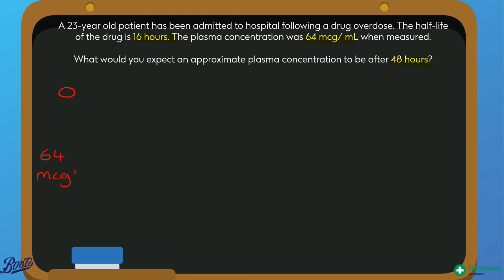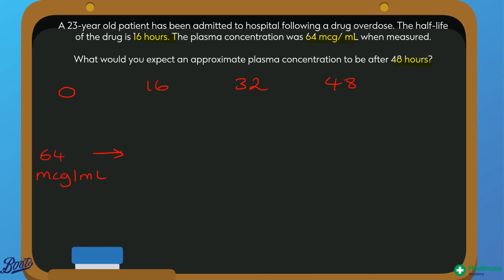The next plasma concentration that we're going to measure is going to be after 16 hours, then it's going to be 32 hours, and then it's going to be 48 hours. Because remember, we're working in multiples of 16. So at time 0, we had 64 micrograms per milliliter.